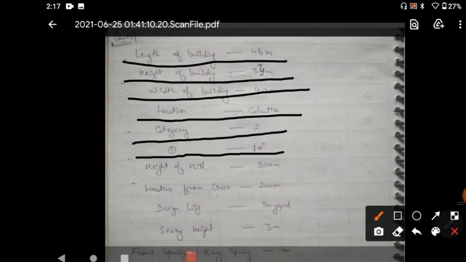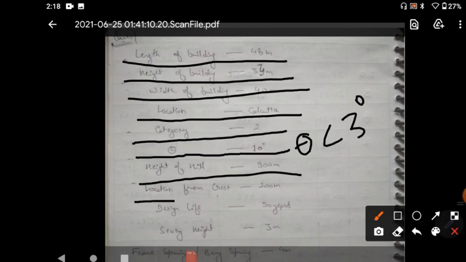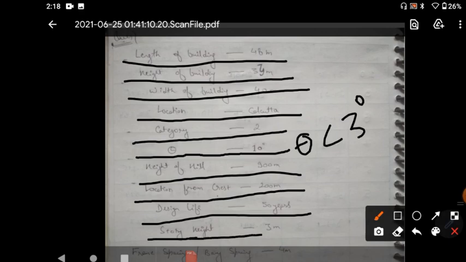So here you can see that theta is 10 degree. In the previous numerical, I had taken theta as less than 3 degree, if you remember. Now the next parameter which we are going to discuss today is the height of hill, which is given as 900 meter. The location from the crest is 200 meter, the design life of building is 50 years, and the height of each story is 3 meter.